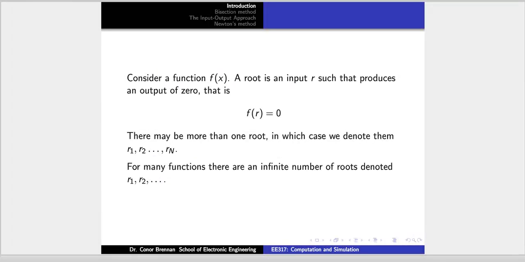There may be more than one root, in which case we can give them all a number: r1, r2, r3, up to rn, if there's a finite number of roots. There may well be an infinite number of roots, in which case we go r1, r2, and it keeps on going. So part of the problem in root finding can often be, number 1, finding out how many roots there are, let alone what they are. Let's assume we know how many roots we're looking for, but we don't know what they are. We need to find these values.